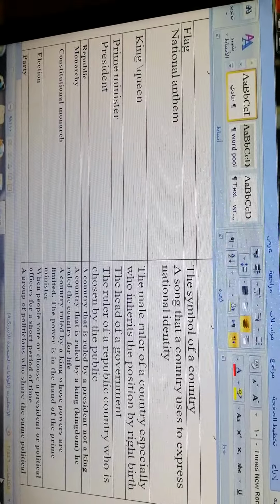We have prime minister. The prime minister exists in the kingdom and in the republic. What is his job? The prime minister is the head of a government. Who is the prime minister in Jordan? Omar Razzaz. Omar Razzaz is the head of a government. He is the prime minister. He has ministers around him and he is the head of them. Of course, who assigned him these responsibilities? His majesty, the king. The king is the one who forms the government.